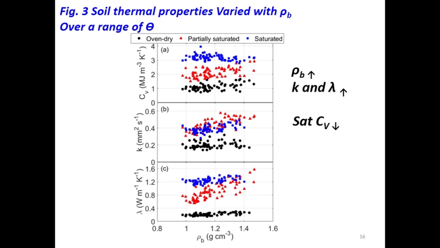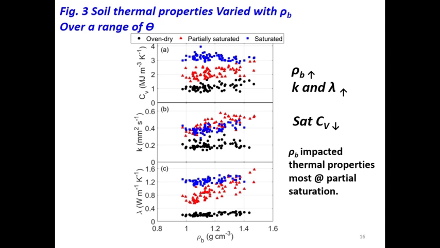And the range of soil thermal properties measured at the partially saturated condition was larger than that at oven dry and saturated water conditions. It indicated that bulk density impacts thermal properties most at partial saturation.